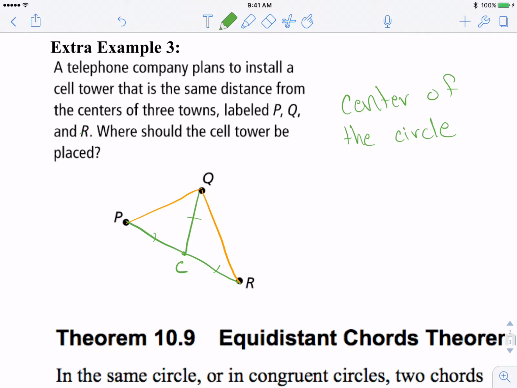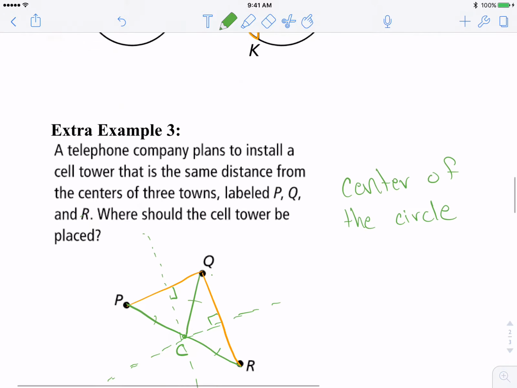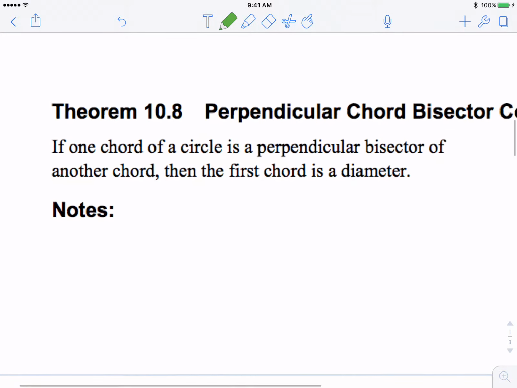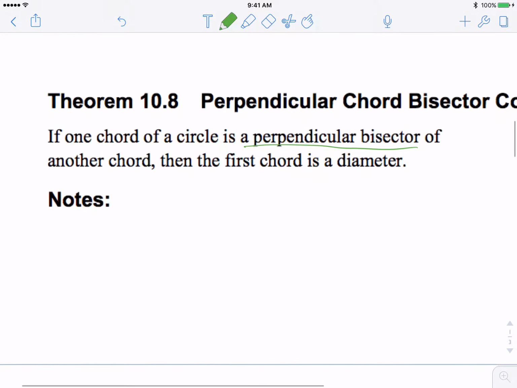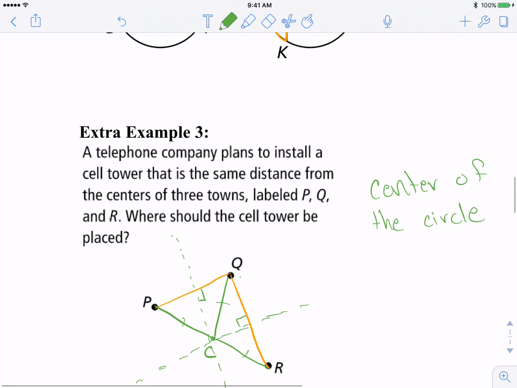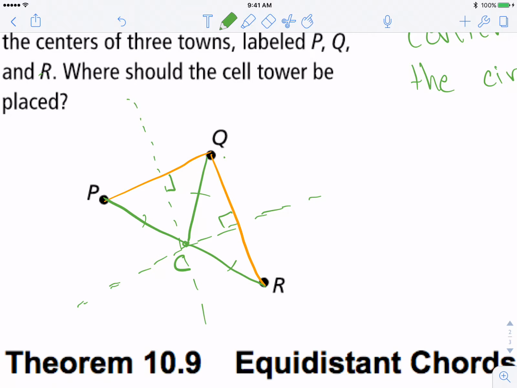So to do that, I'm going to need the perpendiculars to these 2 chords. Because if it's perpendicular to these 2 chords, then I know it's the diameter. Using this, if one chord of a circle is a perpendicular bisector of another chord, then the first chord is the diameter. So I'm really looking for the perpendicular bisectors here. I want to be perpendicular and also bisectors right there.